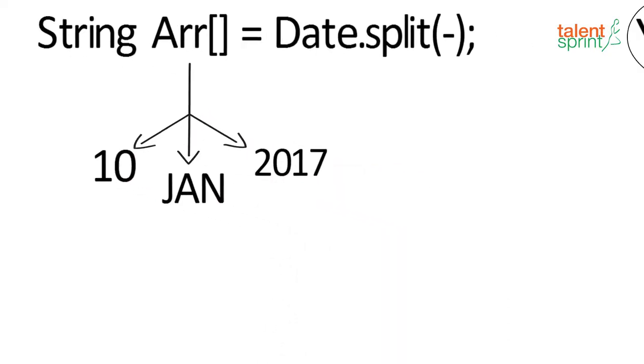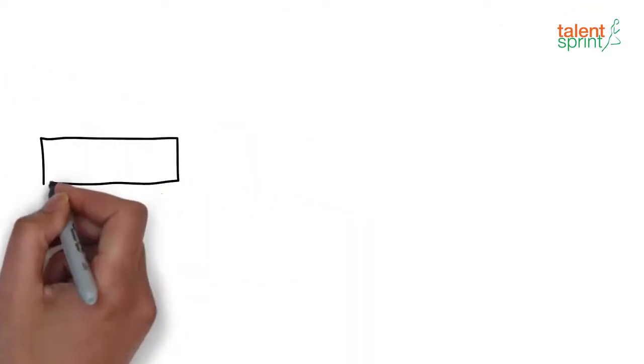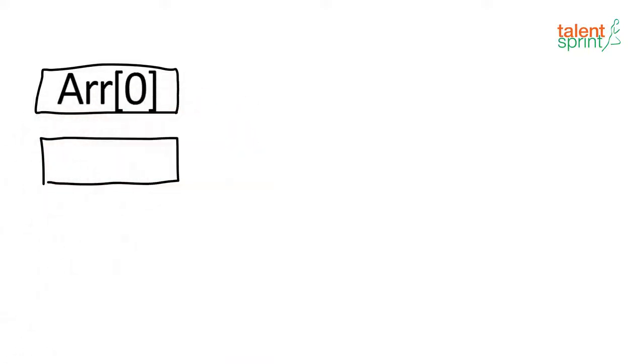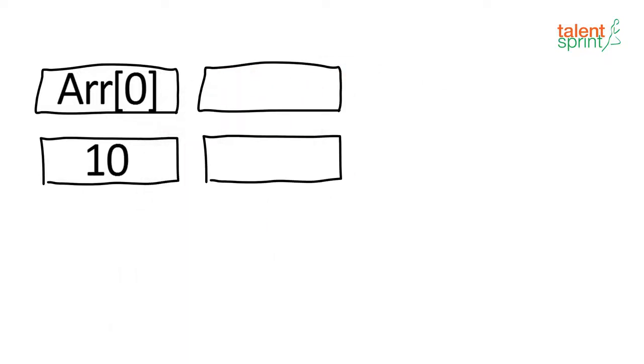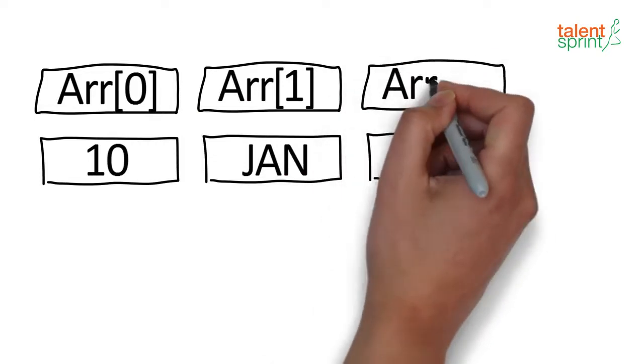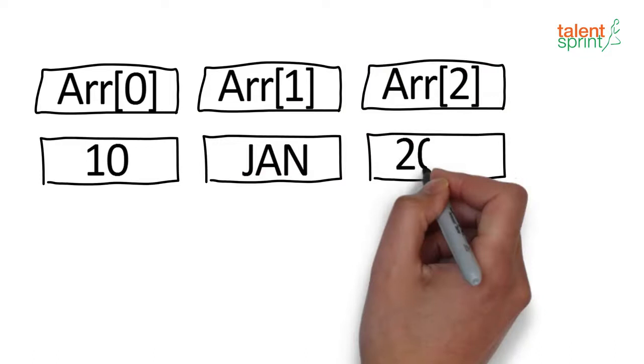And they are stored in the array in the sequence in which they occur. So the first element of the array, that is arr[0], would be 10. Next element would be Jan, and then the last element would have 2017. So to access the year, you can go ahead and access the last element of the array.